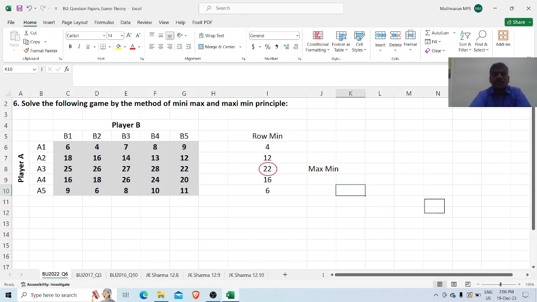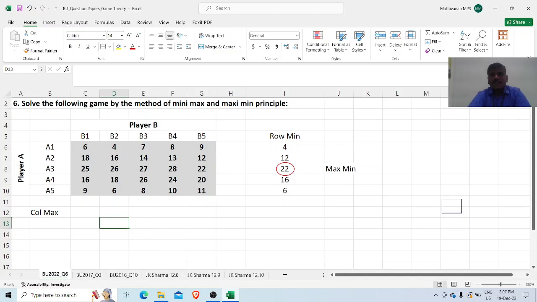Now we will move to player B. For player B, in the payoff matrix, we are looking at the column values. So first we will identify the maximum values in the columns. Column maximum. What does this maximum value mean?